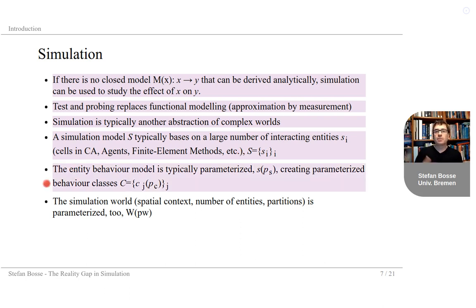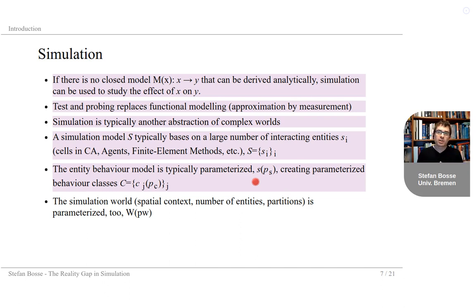And the entity behavior model is typically parameterized too. That means each entity, each human for example, has a specific behavior parameter set. That means social interaction, mobility, and so on, creating parameterized behavior classes. This is a generalization. That means we can merge or group specific entities, specific humans, or specific agents in a simulation to a specific normalized class. But this is a pitfall.